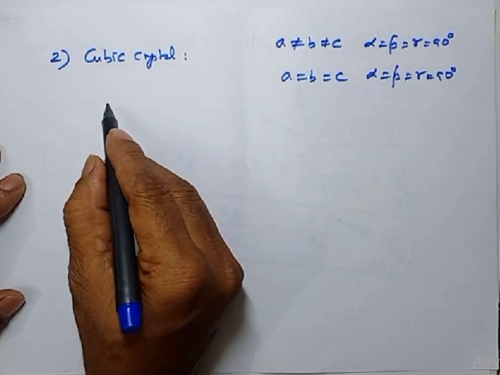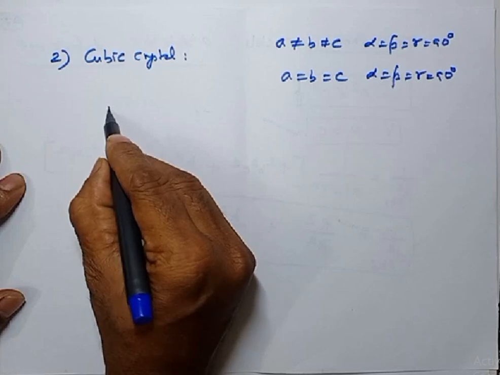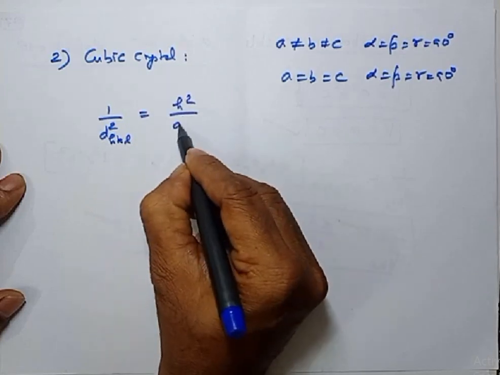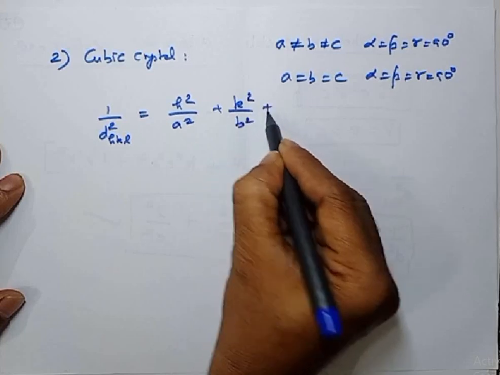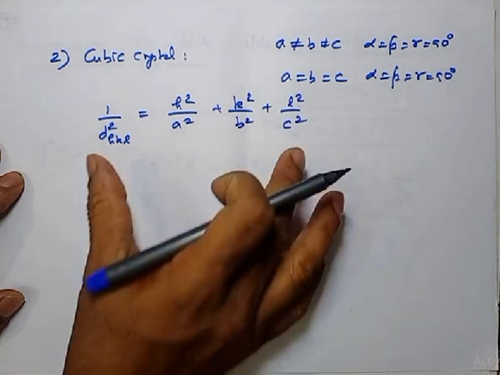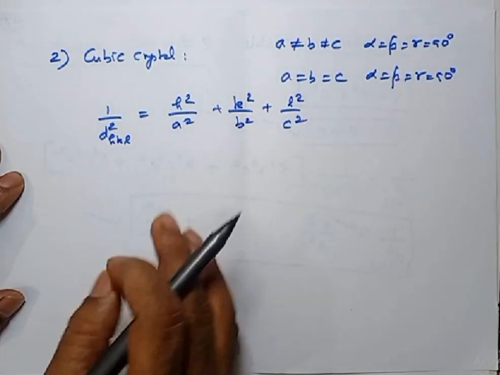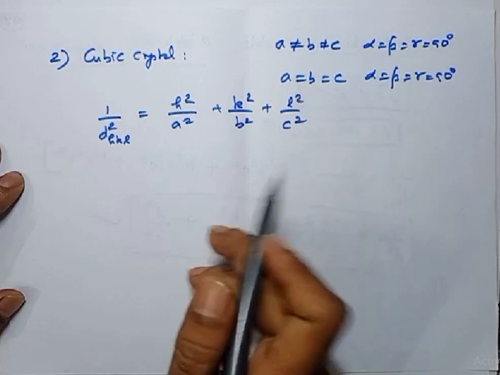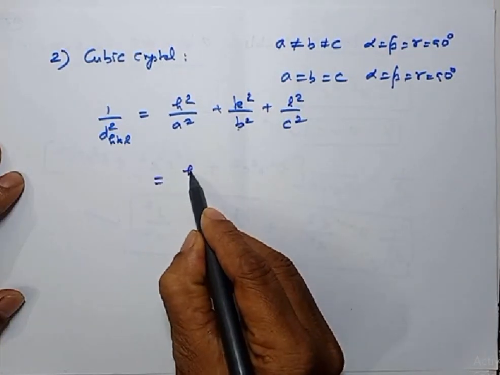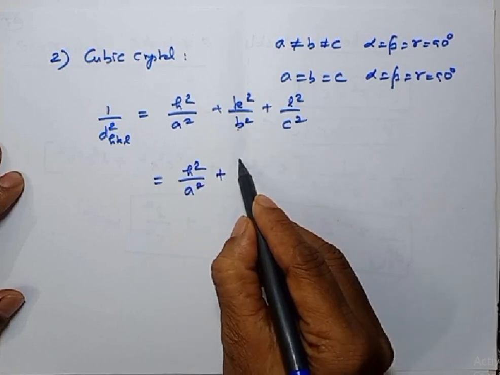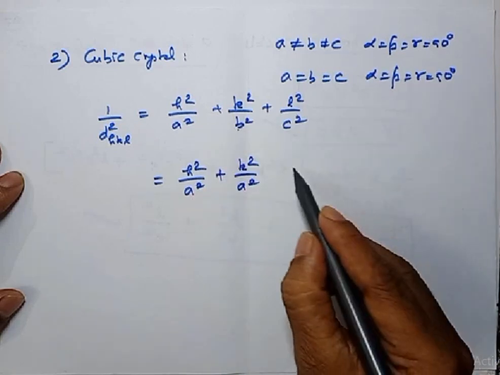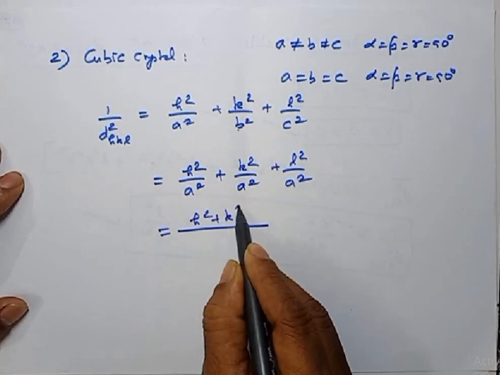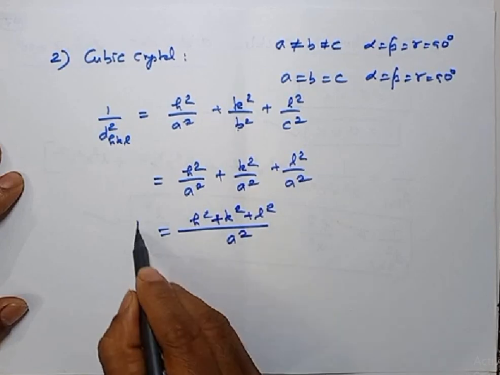First I will take the formula for the orthorhombic crystal. For an orthorhombic crystal, 1 by d square for the HKL plane is equal to h square by a square plus k square by b square plus l square by c square. This is the interplanar distance formula for orthorhombic crystal. What is the difference between orthorhombic and cubic? In orthorhombic, a not equal to b not equal to c, but in cubic they are all equal. So in the place of b also put a, because a, b, c are all equal, plus l square by a square. Now all the denominators are the same, therefore I can write h square plus k square plus l square by a square. This is 1 by d square.